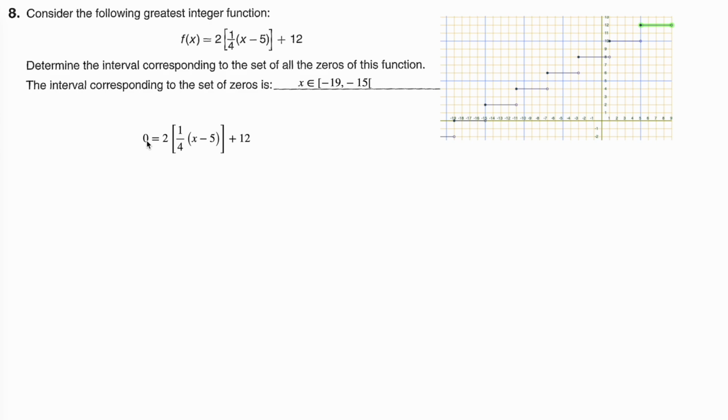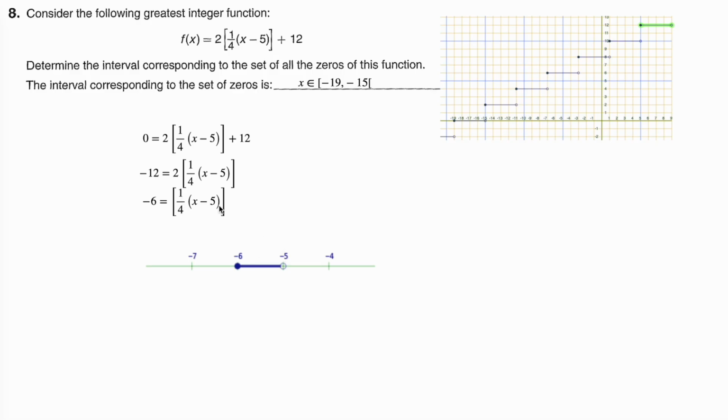Let's make this equal to 0. I'm going to subtract 12 from both sides, divide both sides by 2. That gives me negative 6. I'm taking the greatest integer of something, and it's giving me negative 6. The only things that I can take the greatest integer of to get negative 6 would be negative 6, negative 5.9, negative 5.8, anything between negative 6 and negative 5, not including negative 5, is going to fall back down onto negative 6. So everything falls back onto negative 6.